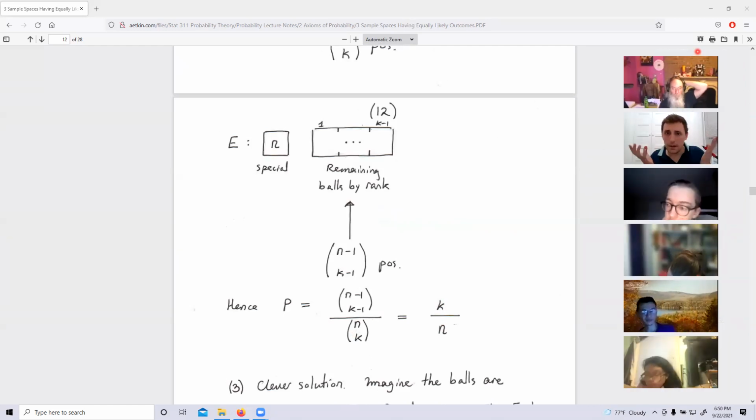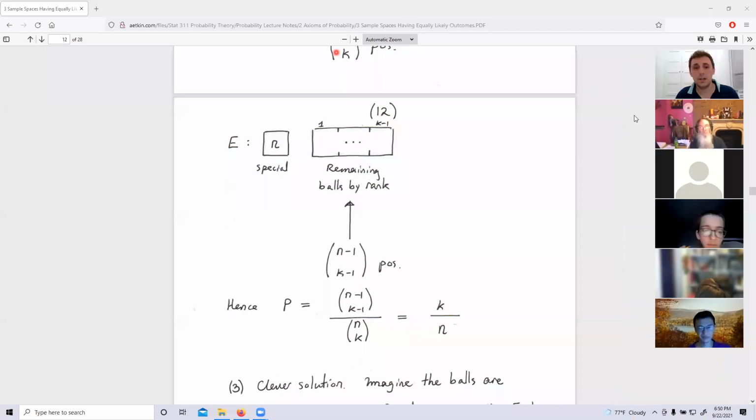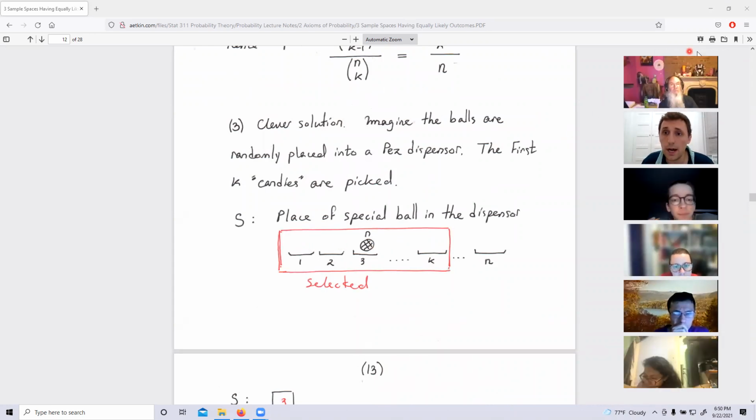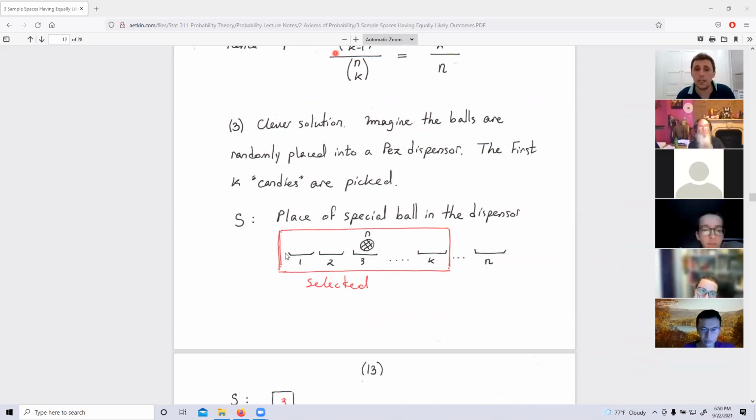So you see, but that's not the clever way of doing it. You can obtain k over n in one go. Now here is how. Imagine here is the sample space I can create, guys. Now I don't care about the other balls. All I care about is the space occupied by the special ball. And since every selection is equally likely, there's no preference where the special ball sits. It either is in position 1, 2, 3, and onwards, right? So the special ball can be in any of those positions.